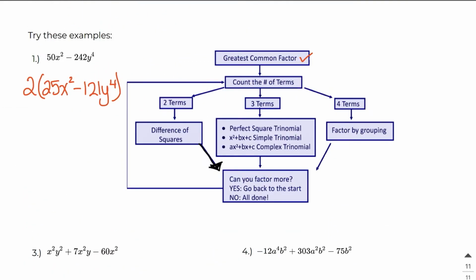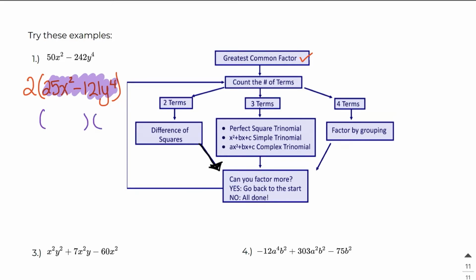Then I'm going to count the number of terms. Looking at the terms that I have here, I have 2 terms inside of here. So I want to see, is this a difference of perfect squares? Well, there's subtraction. It's obviously a binomial because it's 2 terms. And we have perfect squares. I can square root 25x squared evenly. I can square root 121y to the power of 4 evenly. So this is a difference of perfect squares. Let's go ahead and factor that.